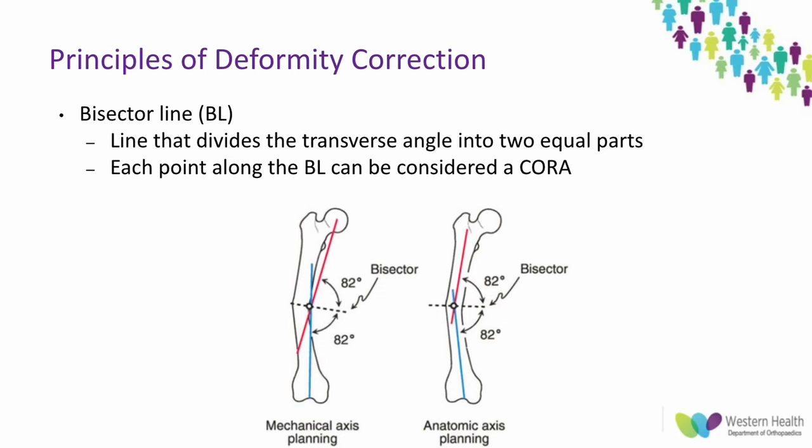Once we have our CORA, we can then determine the bisector line. Now this is a line that divides the transverse angle into 2 equal parts. So in the case over here, we can see that the transverse angle is 164 degrees and it has been divided into 82 degrees and 82 degrees. Once we have our bisector line, then any point along this line can be considered a CORA.